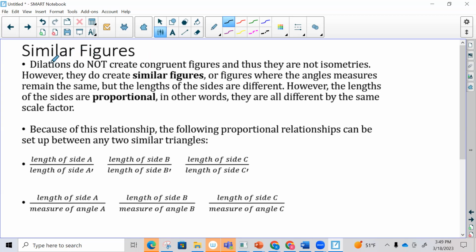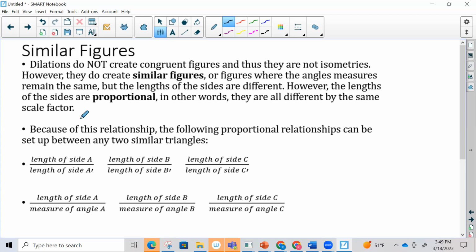So think about when we do dilations. Dilations do not create congruent figures unless they are isometries. However, they do create similar figures, or figures where the angle measures remain the same, but the lengths of the sides are different. However, the lengths of the sides are proportional. In other words, they are all different by the same scale factor. So from the smaller to the larger figure, they're all multiplied by the same number.